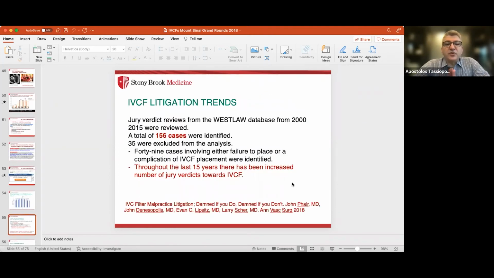The litigation trends: this is a very interesting paper that came out of Montefiore Hospital. It's a review of 156 cases that were drawn from the Westlaw database between 2000 and 2015. They excluded 35 from the analysis for several reasons, but of the others, 49 cases involved either a failure to place or a complication of an inferior vena cava filter.